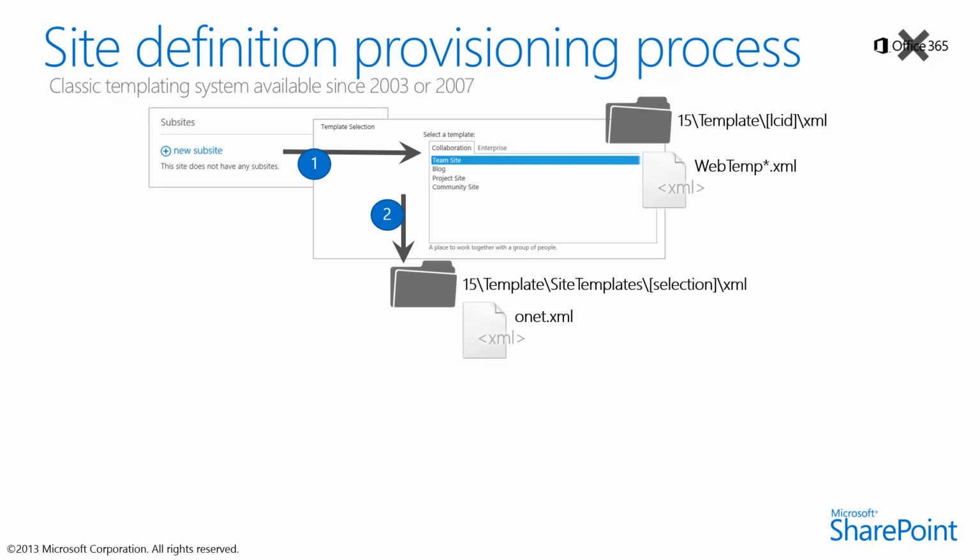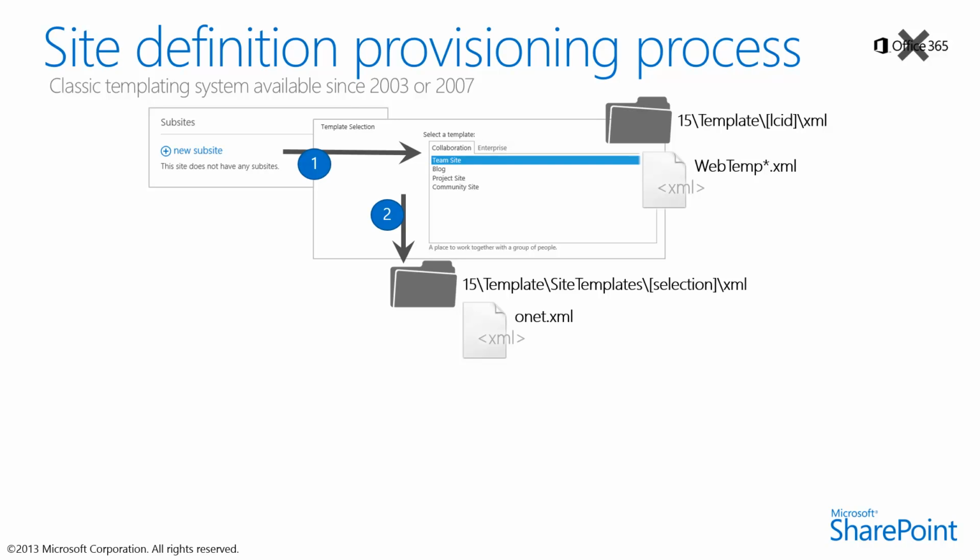The key point here, as we talk about the 15 Hive, is that the site definition always has to be deployed at the farm level, because the information is stored in the file system of the servers. So whenever the end user selects the template, it tells SharePoint to provision the template using the ONET.xml in the specific folder, which is stored in the 15 Hive.